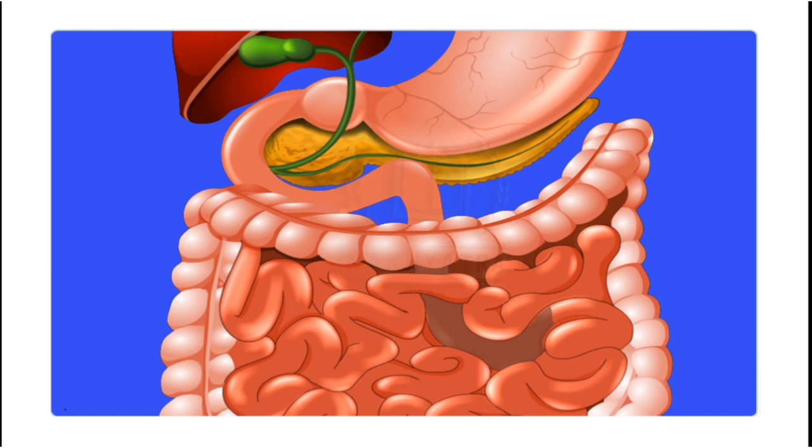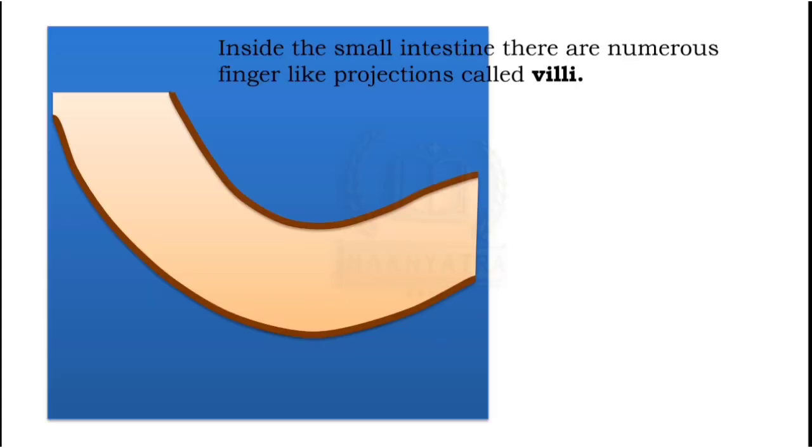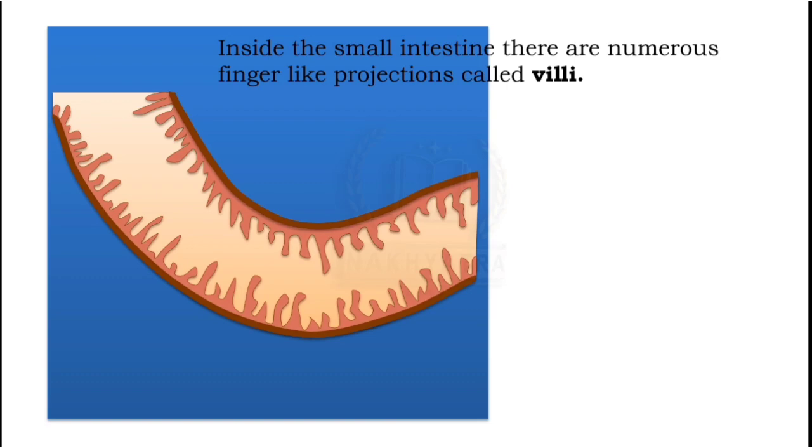The 3 enzymes that is trypsin, lipase and pancreatic amylase. So trypsin converts protein to amino acids, lipase converts fats to fatty acids, and pancreatic amylase converts carbohydrates to glucose. Clear now? See here, inside the small intestine there are numerous finger-like projections called villi.